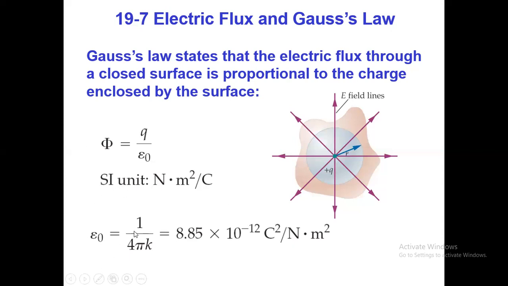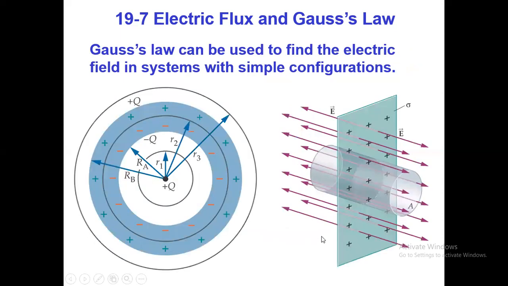Epsilon naught = 1 upon 4 pi K. This epsilon naught is the term permittivity of free space, and its value is 8.85 × 10⁻¹² coulomb square per newton meter square. Now, electric flux and Gauss's law.